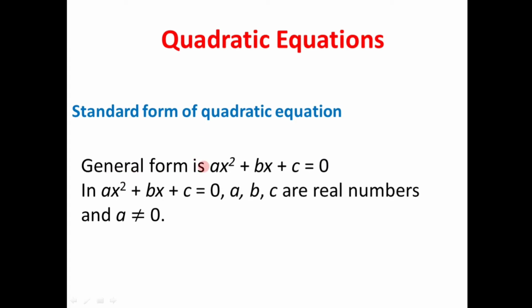So the general form of a quadratic equation is ax square plus bx plus c is equal to 0, where a, b and c are any real numbers and only one condition is given, that a must not be equal to 0. So this is the general form of a quadratic equation in variable x.